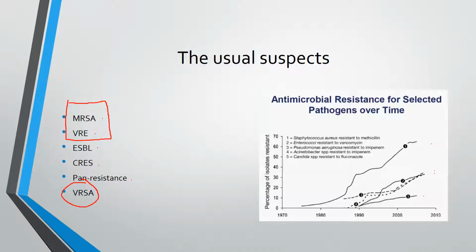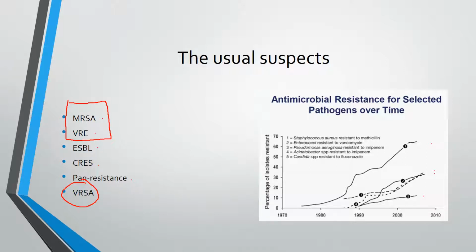And this is just a chart to show you how the resistance has increased over time. Look at the numbers. There are a number of reasons for this. Number one has to be over-prescription or misprescription of drugs, okay? Overusing antibiotics when they're not needed.